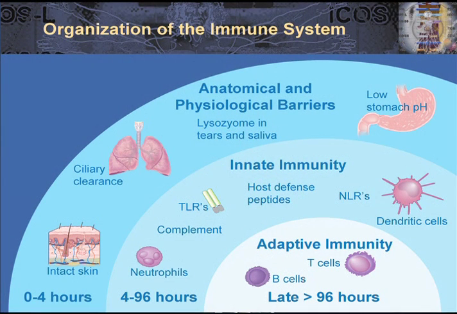And we can see at bottom the time frame in which responses are triggered within these different segments. Now, the initial barrier and defense from immune evasion from the outside are the anatomical and physiological barriers. These include the skin, the epithelial layer with their ciliary clearance of any invaders, lysozyme in tears and saliva, and if potential invaders enter through your mouth, the low stomach pH will help, amongst other factors.